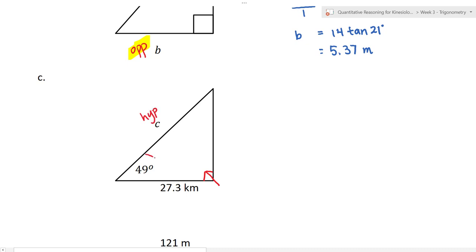Next, we are given this angle 49 degrees. Opposite of that is the opposite side. And now we're left with the adjacent, which is touching the 49-degree angle, or adjacent to it. Okay, so we can now move on to writing SOHCAHTOA.